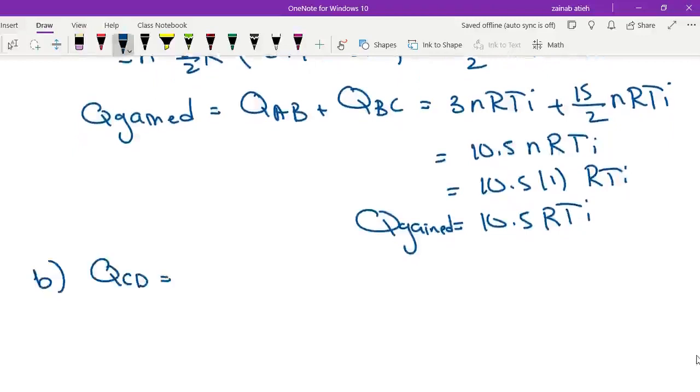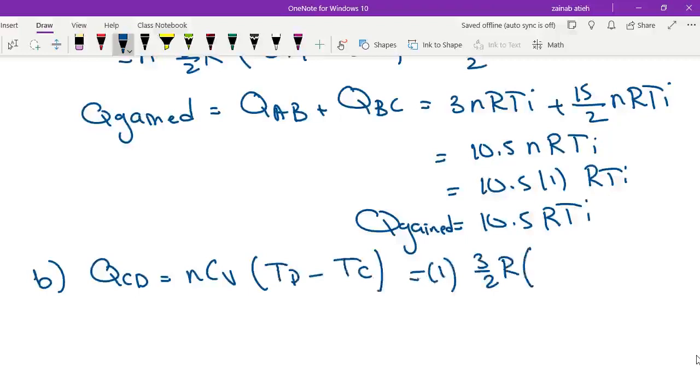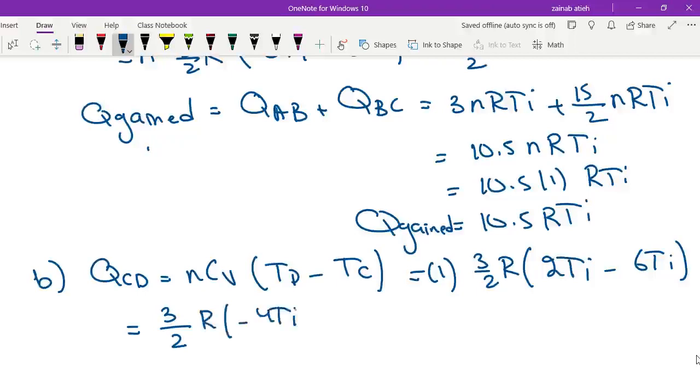QCD, the CD and the isochoric cooling, so it will be nCV (TD minus TC). I will substitute directly for n as 1, so it will be 1. CV is 3 over 2 R. TC was calculated to be 6TI, minus TD was before, it's 2TI. So 2TI minus 6TI is minus 4TI, which will give me 3 over 2 R multiplied by minus 4TI, which is equal to minus 6RTI. Okay, and it turned out negative as I expect.